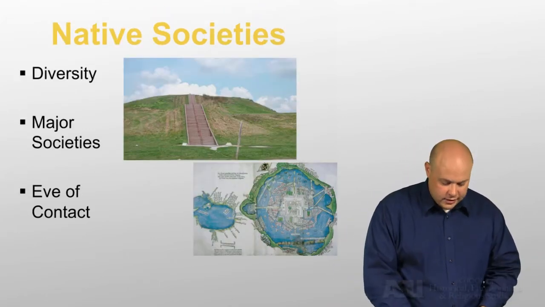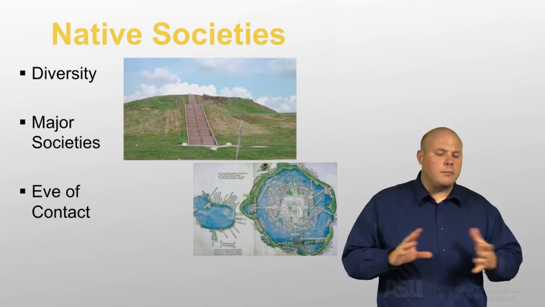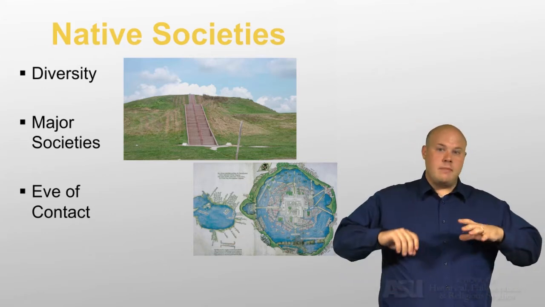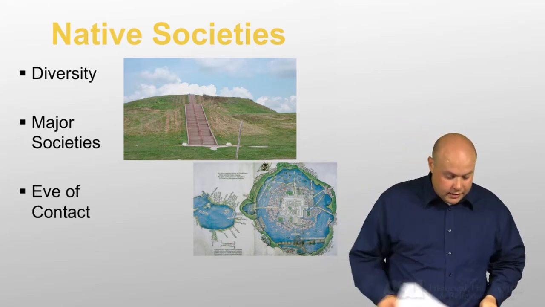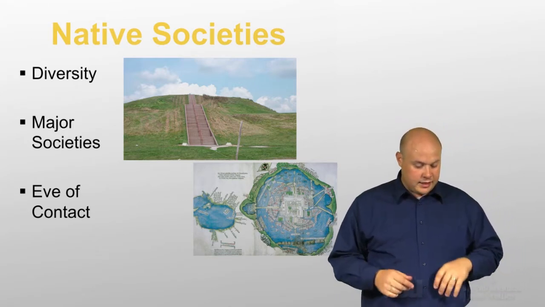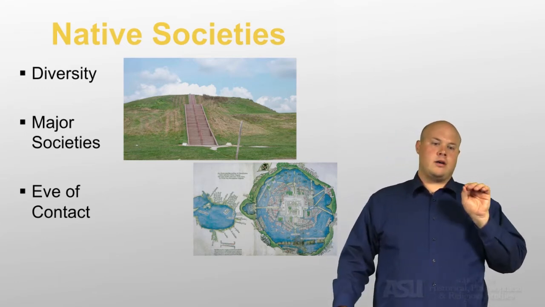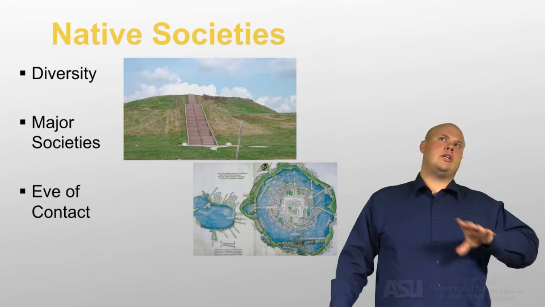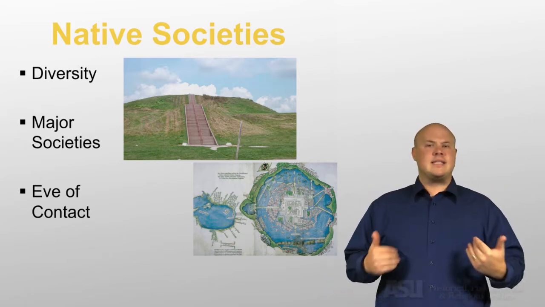So what do these societies look like? As I mentioned, incredibly diverse, incredibly complex. And many of the societies are incredibly large. We can look at the Mississippian society that existed from about 900 to 1100 AD. Their central city of Cahokia, which is right about modern day St. Louis.